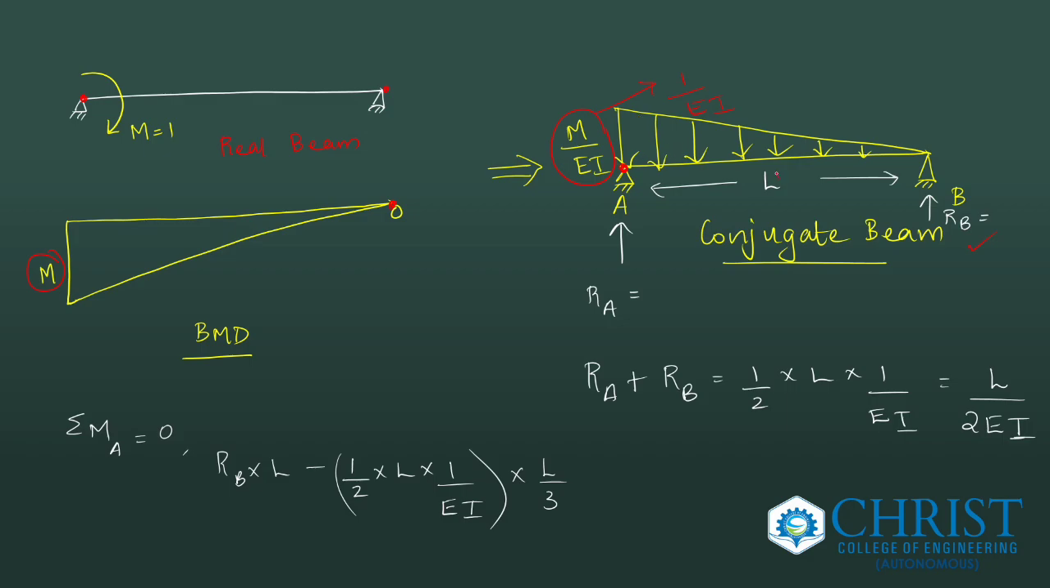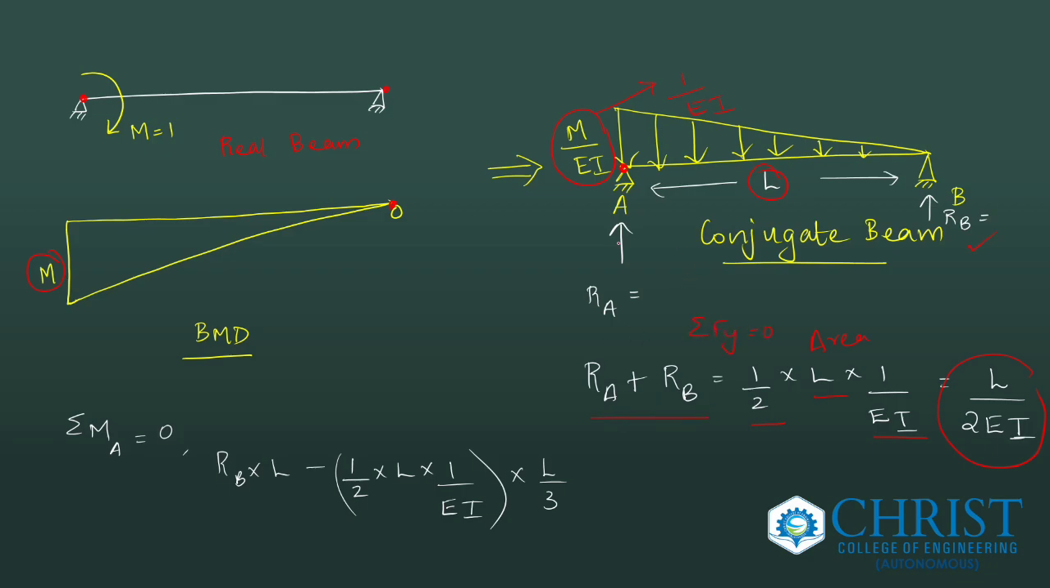That is half into L into 1 by EI. Half into L into 1 by EI is the area of the triangle. That is L by 2EI is equal to RA plus RB. That is our sigma Fy equal to 0.